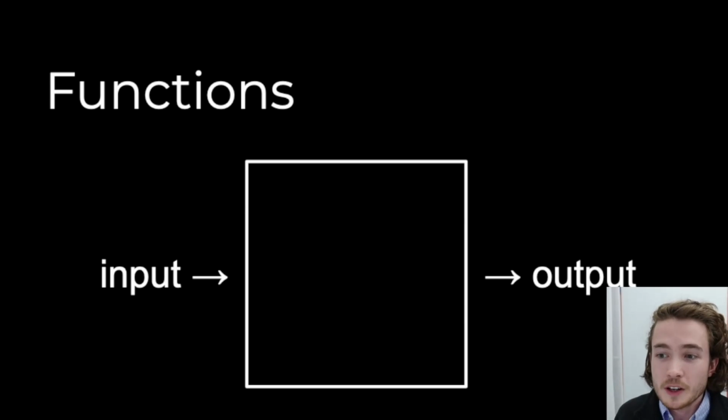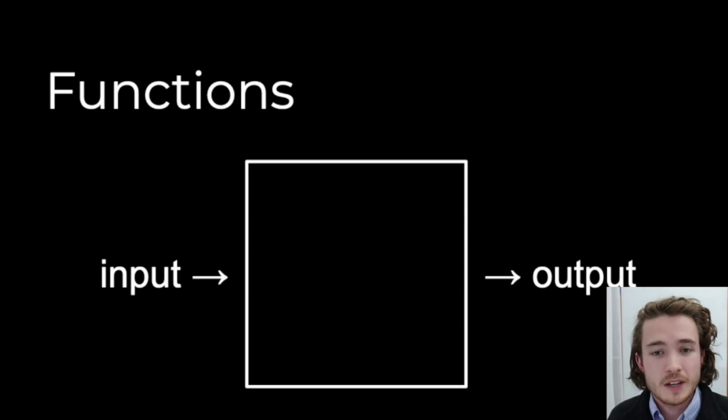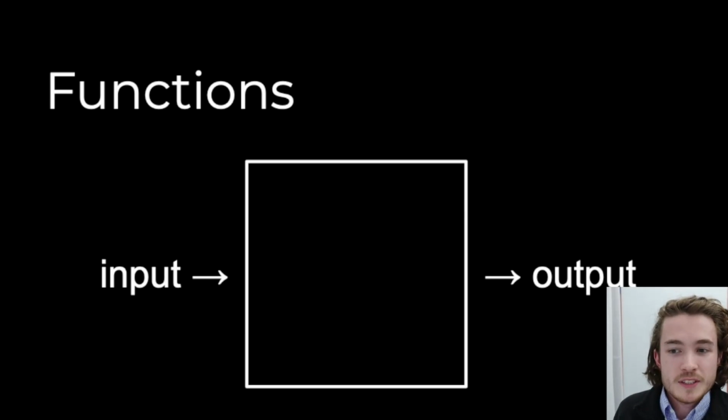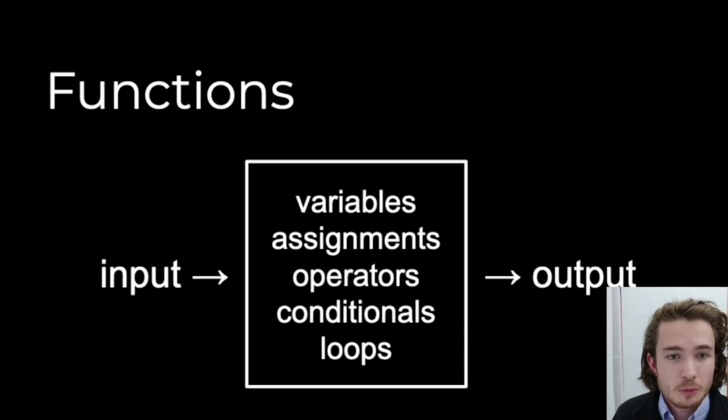Now, there's this idea that we saw at the very beginning of the course of functions as these like black boxes that take inputs and then give us outputs, right? But as I hope we've seen, these functions actually have pretty predictable elements. We can actually use these building blocks to make functions, including variables, assignments, operators, conditionals, and loops. These are all parts of functions and building blocks we can use to make our own functions.